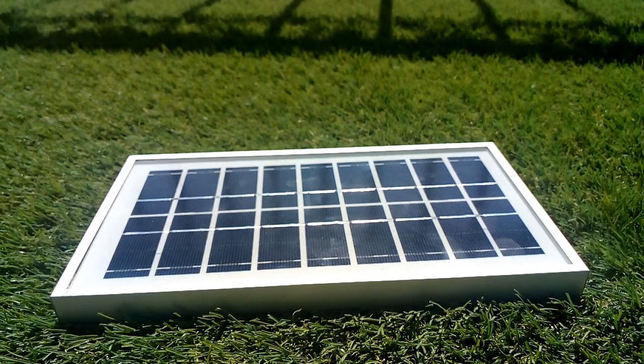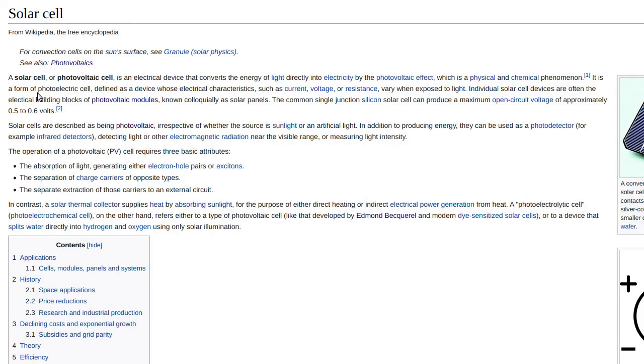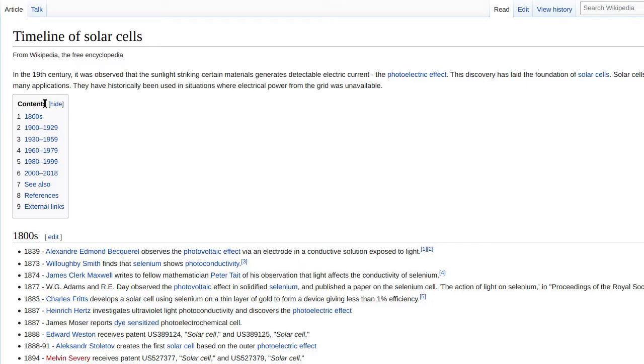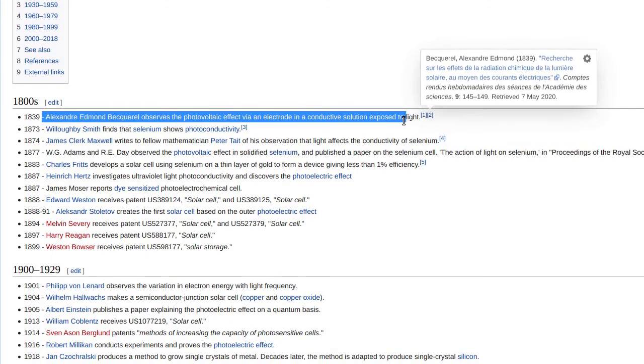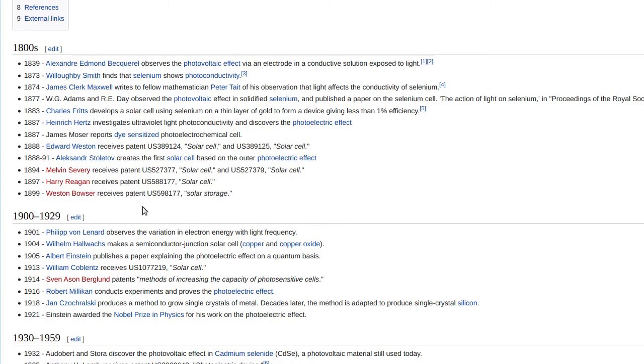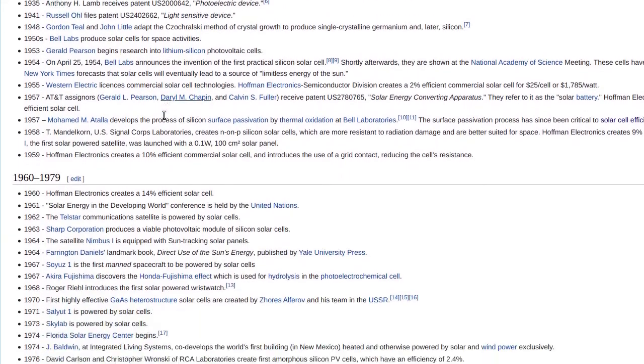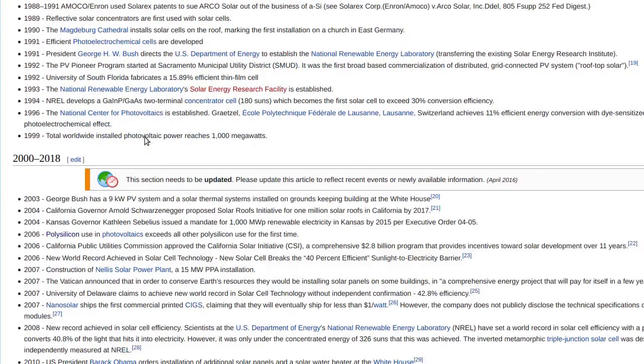A solar cell or photovoltaic cell is an electrical device that converts the energy of light directly into electricity by the photovoltaic effect, which is a physical and chemical phenomenon. In 1839, a French scientist called Alexandre Edmond Becquerel observed the photovoltaic effect, which is of course the basis of solar cells nowadays. And of course the developing of solar cells took a lot of time since 1839 till today, to see solar cells as we see them today.